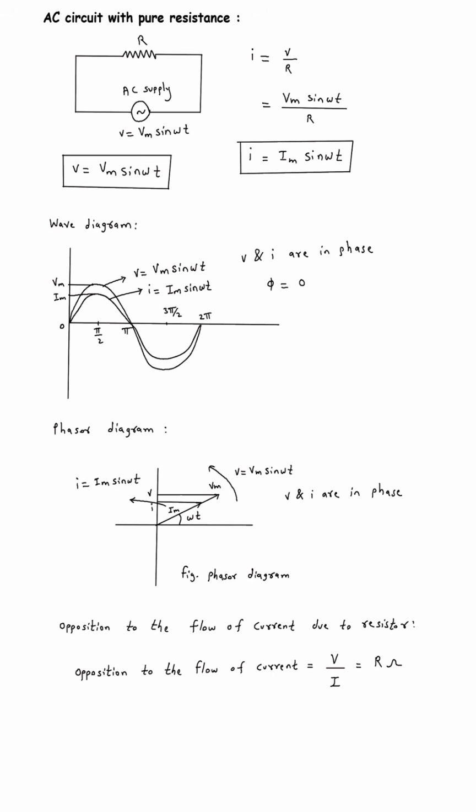So if we substitute the AC voltage expression into this formula, we get current I equals Vm sin omega t divided by R, which simplifies to I equals Im sin omega t, where Im is the peak or maximum current, just like Vm is the peak voltage.